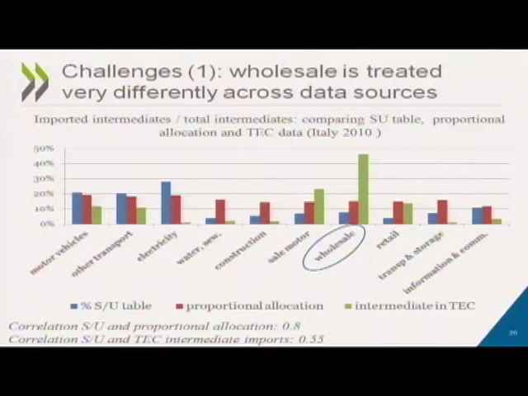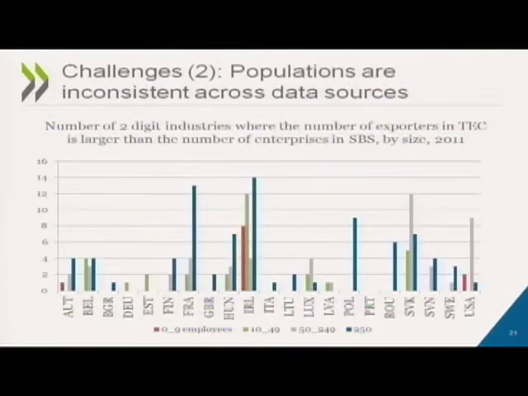We've shown you some correlation coefficients. If you compare the supply and use table and the proportional allocations, this is still pretty decent. However, if you compare the supply and use table data and the TEC data, you see a really low correlation coefficient for something that theoretically should be the same. So this is one of the key things that happens if you use this aggregated data in trying to link it with the supply and use table. You run into problems in that way.